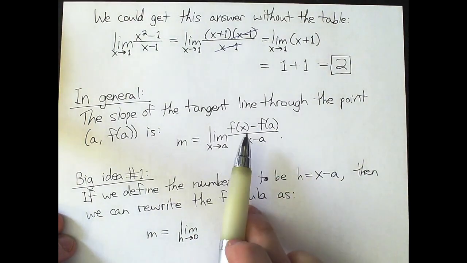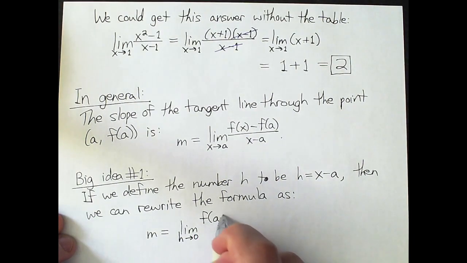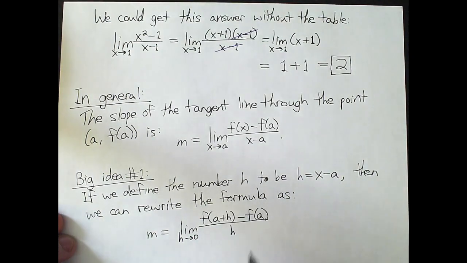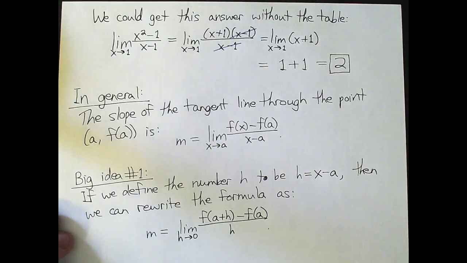How does that change the rest of this? Instead of f of x minus f of a, I'm going to write it as f of a plus h minus f of a, all of that over h. So these are two different formulas, but they're describing the same thing. Maybe you say that in the second formula the numerator looks a little more complicated, but the denominator is a little simpler. So maybe they're about the same in terms of how simple or complicated they are.